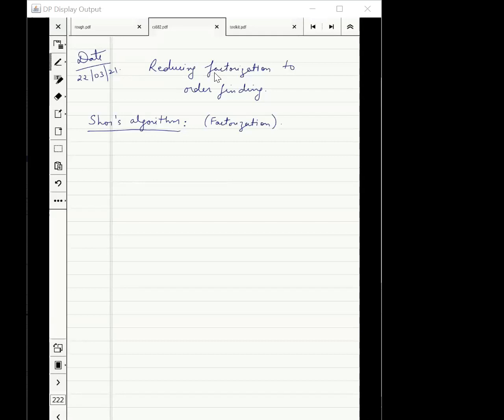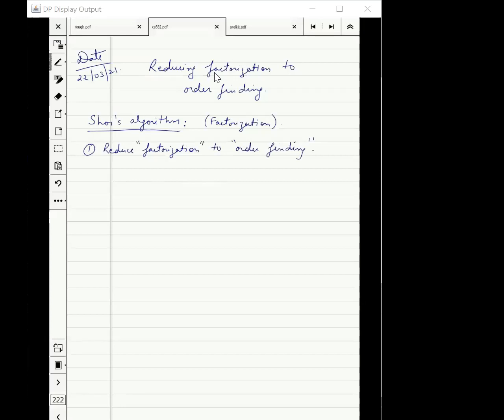I will explain these problems in detail, but on a slightly informal note, Shor's algorithm can be thought of as 2 steps. First step is completely classical. It says that we can reduce the problem at hand, that is factorization, to another problem which is called order finding. The problem of factorization can be reduced to order finding.